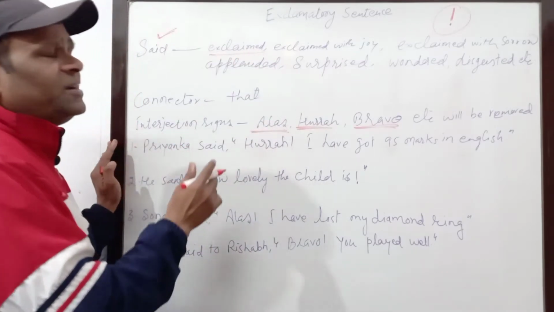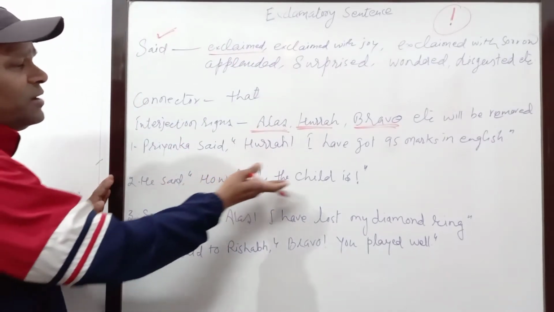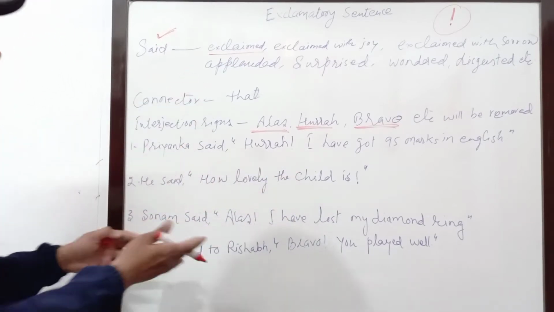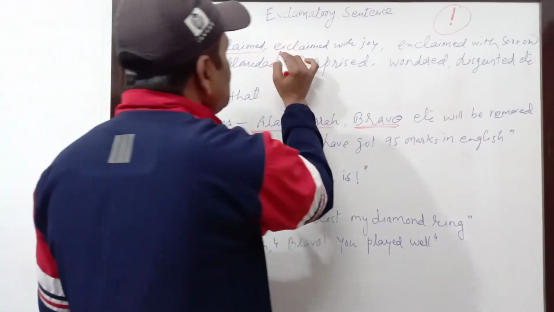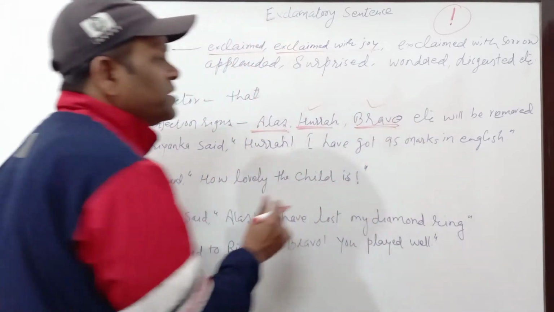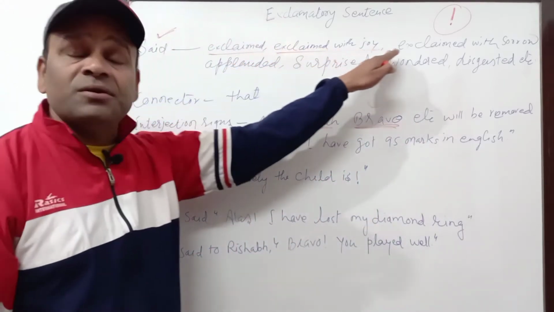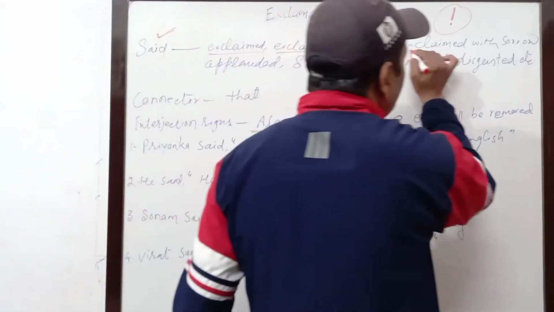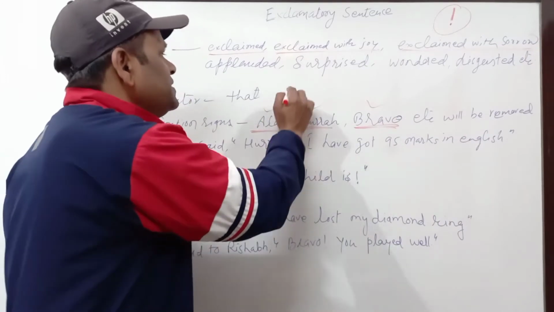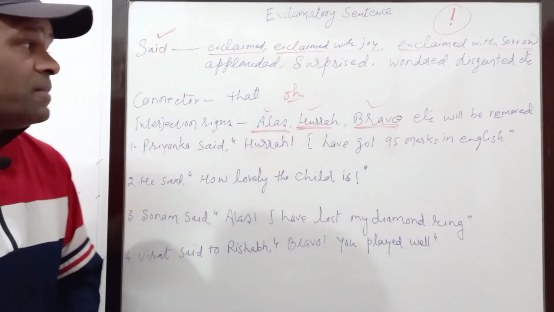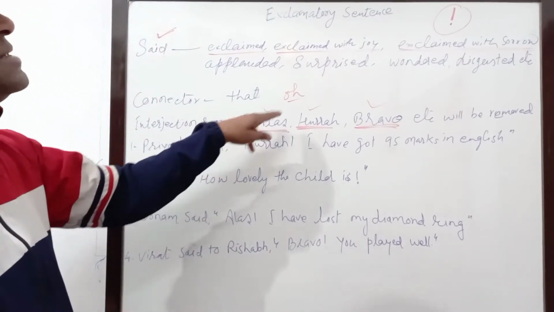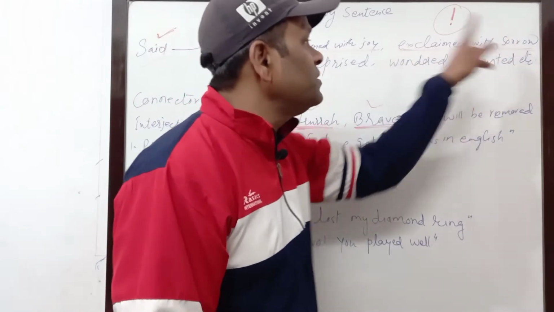First of all, if it is a normal sentence like this, how lovely the child is. The second sentence is, he said how lovely the child is. Then comes exclaimed with joy. Whenever you find hurrah or bravo, something like that, you can use exclaimed with joy. Exclaimed with sorrow, when it is alas, when it is oh, if you find oh, I lost my bike, alas, I did not get full marks in my English. So when you find this type of sentences, you can mention exclaimed with sorrow.